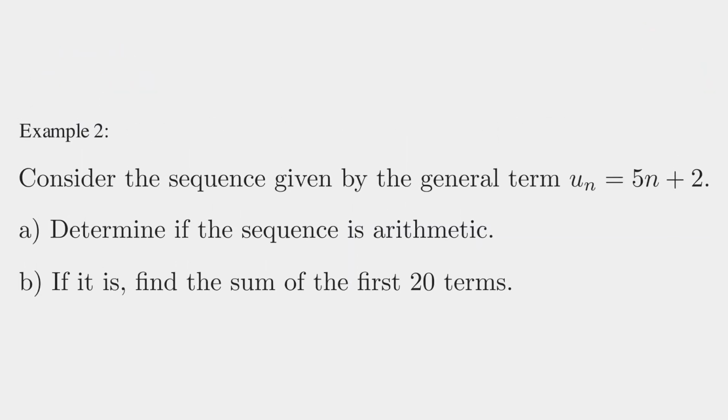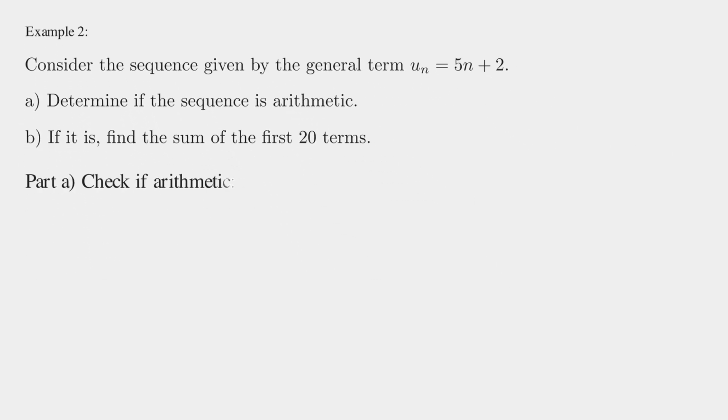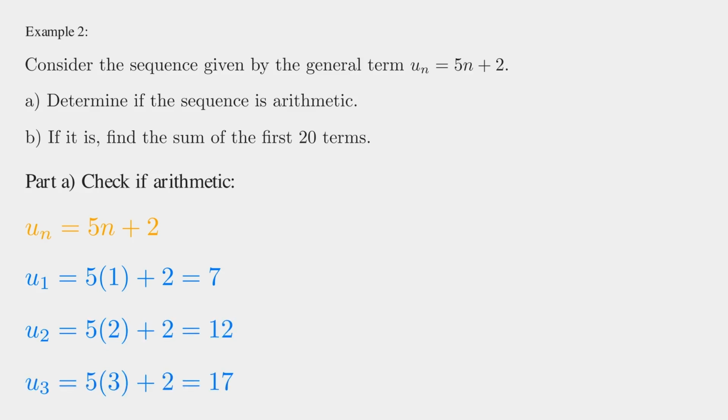For our second example, we're given a sequence defined by the general term u_n is equal to 5n plus 2. We need to first determine if it is an arithmetic sequence or not. And if it is an arithmetic sequence, we have to calculate the sum of its first 20 terms. To check if a sequence is arithmetic, we look for a constant common difference, d. Let's find the first few terms.